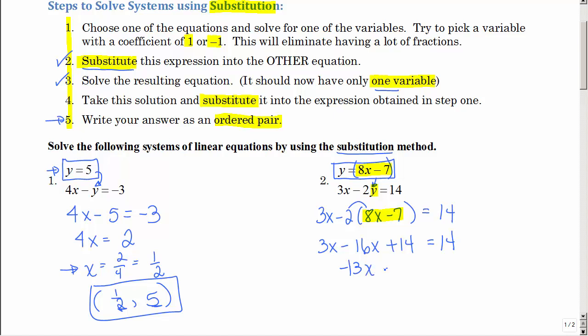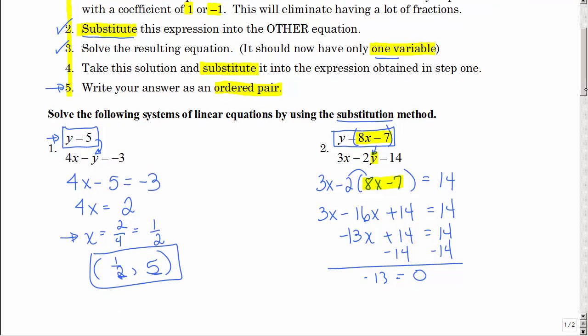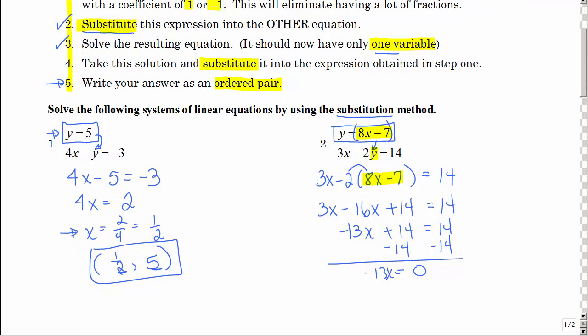Let's see. Subtract 14 from both sides. Keep going. Oops, I left out my x. Then I'm going to divide by -13. And 0 divided by a number is 0. Am I done? No, that was just step 3. Now I have to go to step 4.